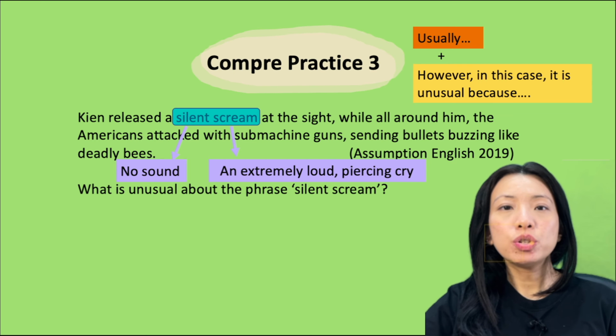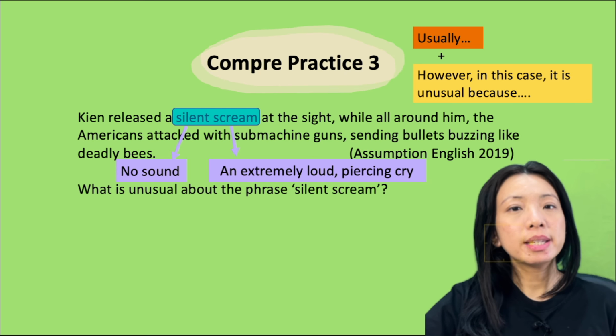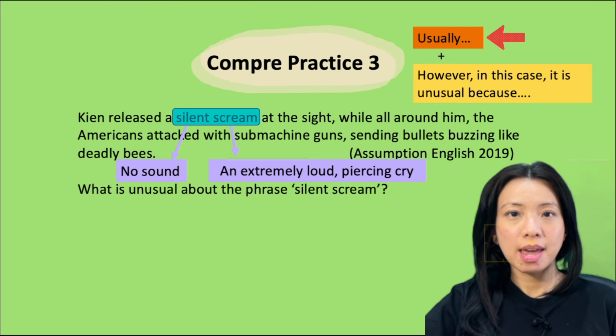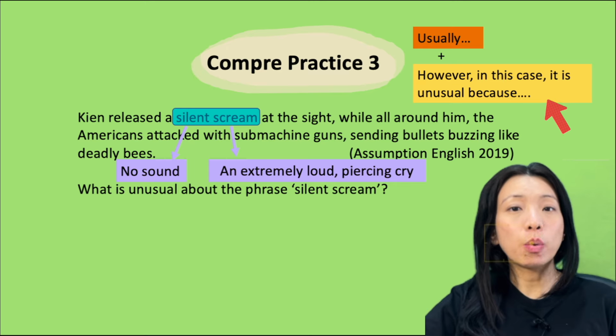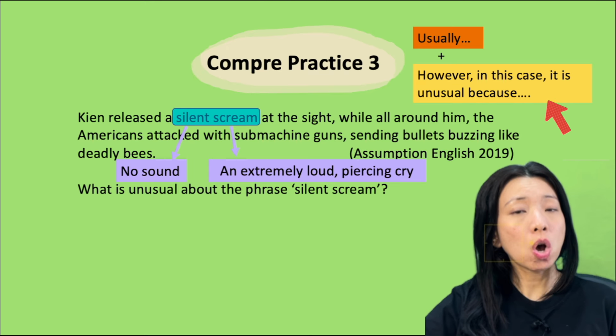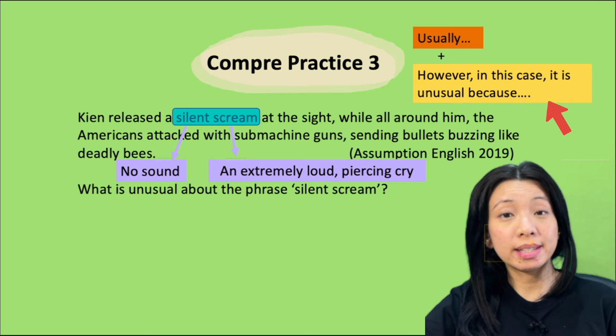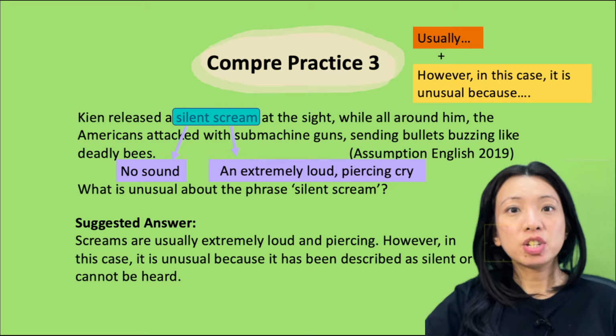Once again, I'm going to use the same structure. In the first sentence, I'm going to talk about what is usual. And in the second sentence, I would say, "However, in this case, it is unusual because," and explain why it is unusual. So this is my suggested answer.